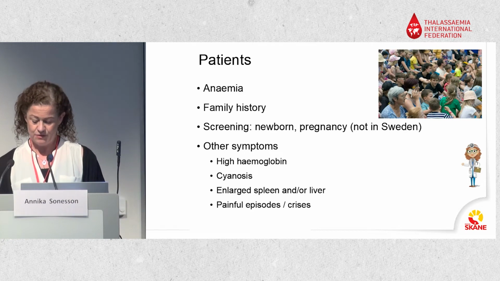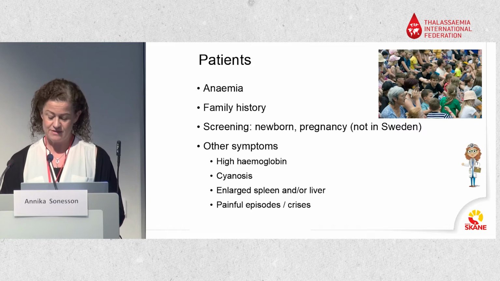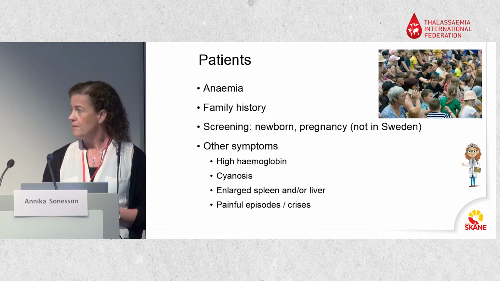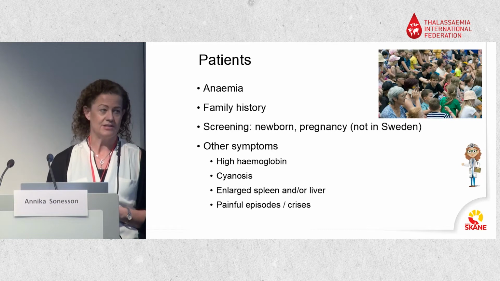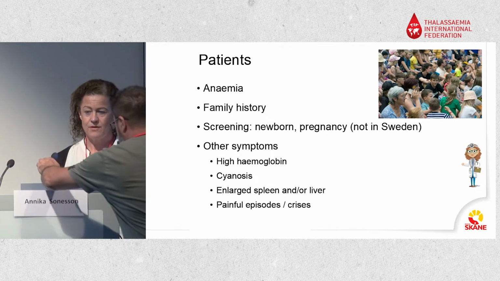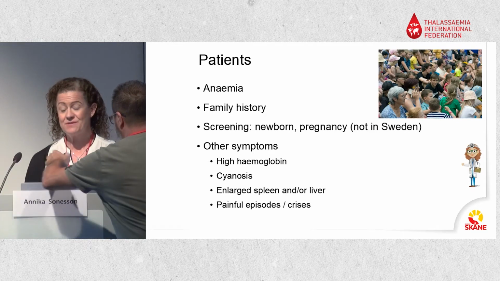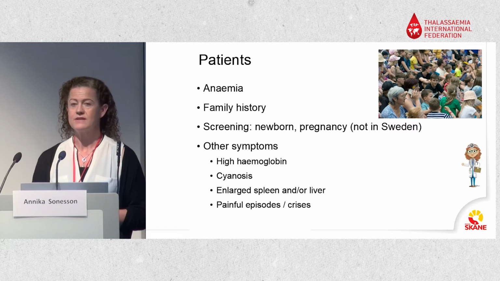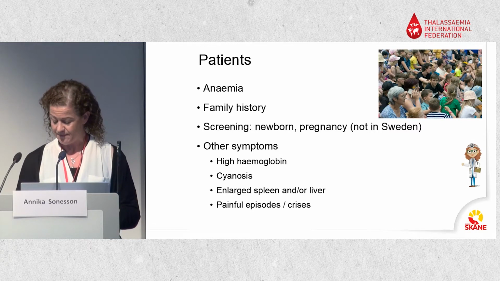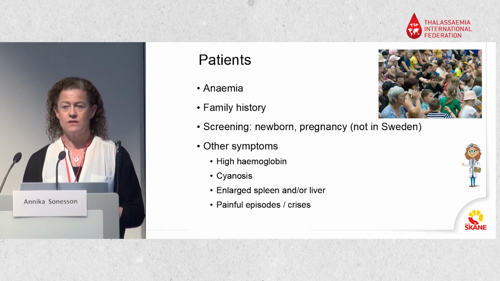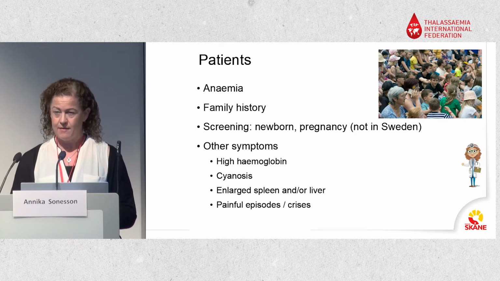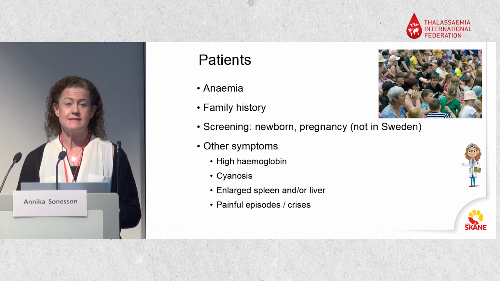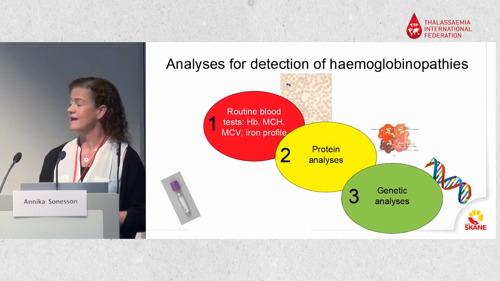So the patients, who do we investigate for these disorders? Well, anemia, low hemoglobin, is the most common cause to do these investigations. The patients come from all over the world and all different ages. It can also be due to family history, and screening is common in many countries, but unfortunately not in Sweden. We can screen both newborns and in pregnancy. But also other symptoms, because a variant does not always cause an anemia. It can be a high hemoglobin level, decreased oxygen delivery, cyanosis, or an enlarged liver or spleen, or the crises seen, for instance, in sickle cell disease.